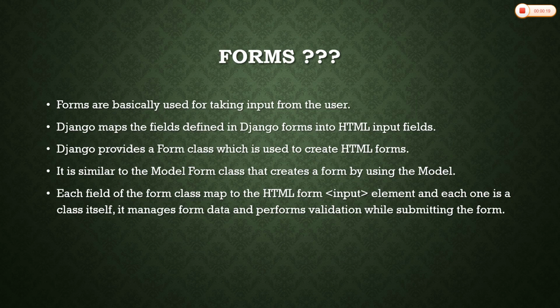Django provides a form class which is used to create HTML forms, which is similar to the model form class. Each field of the form class maps to an HTML form input element, and each one is a class itself. Django manages the data as well as validation while submitting the forms.